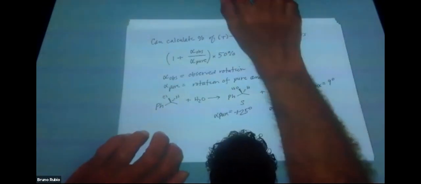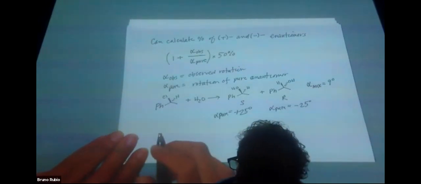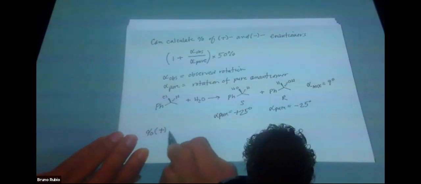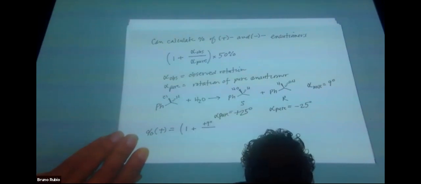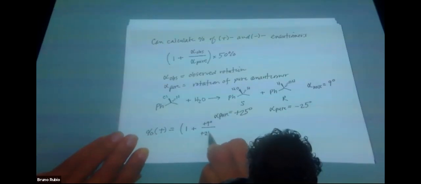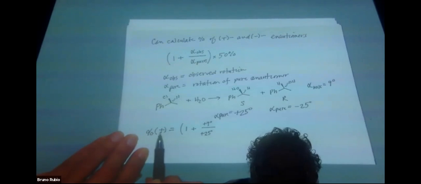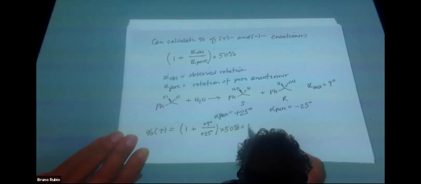Okay, so now finally I can slam this number into this equation, and I see that the percent of the dextrorotary plus is equal to 1 plus the specific rotation of the mixture, which is plus 9, divided by the specific rotation of the pure S, the pure plus, right? This is plus because this is plus, times 50%, and I'm getting 68%.